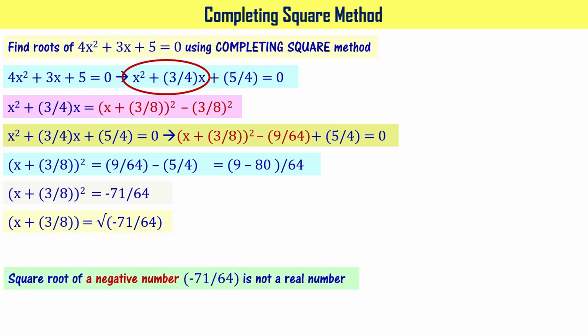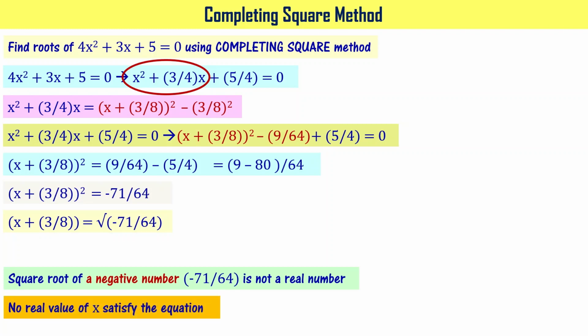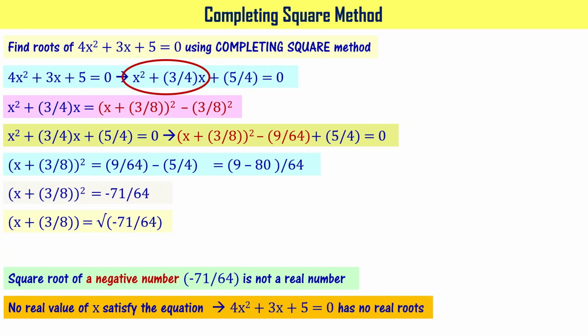We know that square root of a negative number is not a real number, right? Hence, we can say that no real value of x is going to satisfy the equation. Means we have no real roots for this particular equation. 4x square plus 3x plus 5 equal to 0 has no real roots. That is the answer. The roots are going to be imaginary roots and the numbers are called complex numbers. You may study them in your plus 2. Please take a note of this.